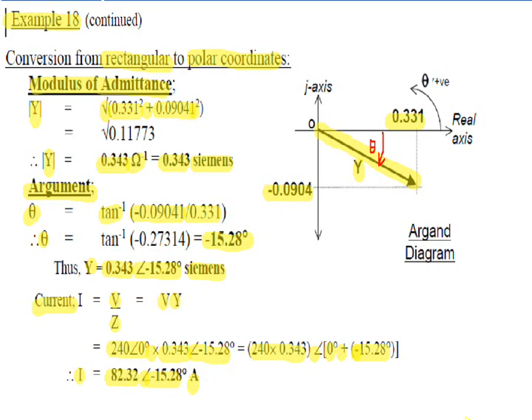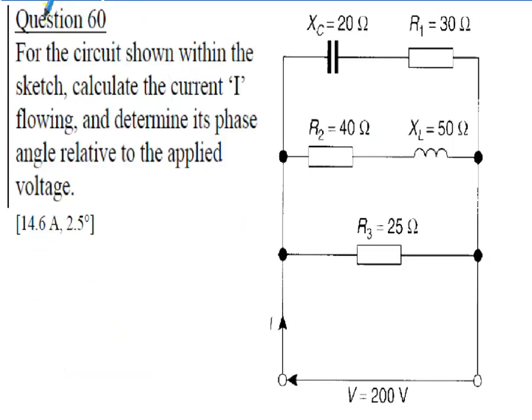I'd encourage you to stop the presentation and review these slides for example 18 again before attempting the question on the following slide. Question 60, we're shown a parallel circuit within which we have to calculate the current I flowing and determine the phase angle relative to the applied voltage. So it's a very similar question to that shown in the previous example. I'd encourage you to attempt this question based on the solution on the previous slide. The answer is shown in the square brackets.